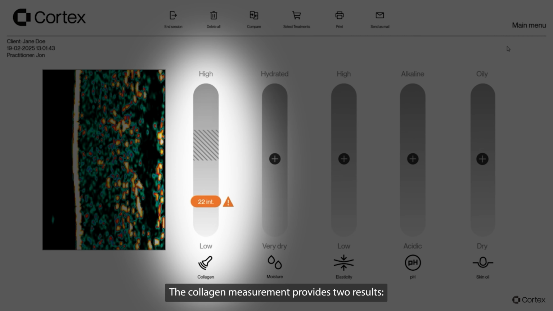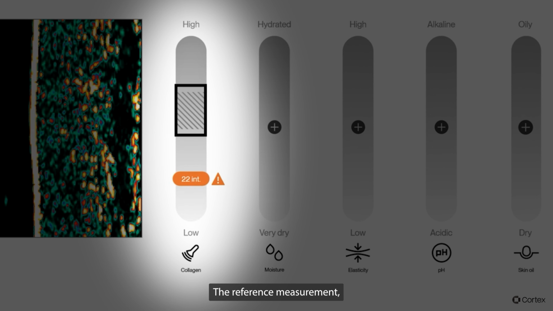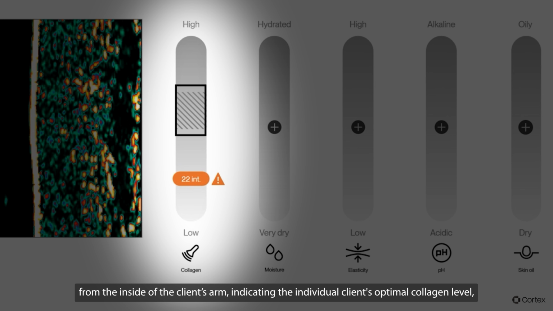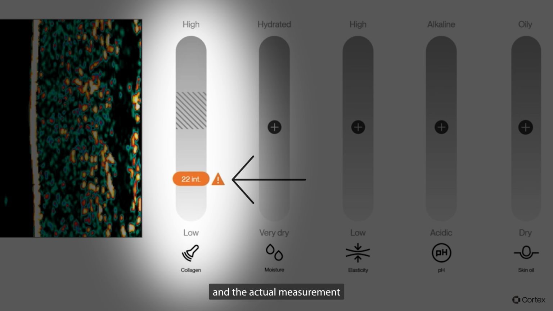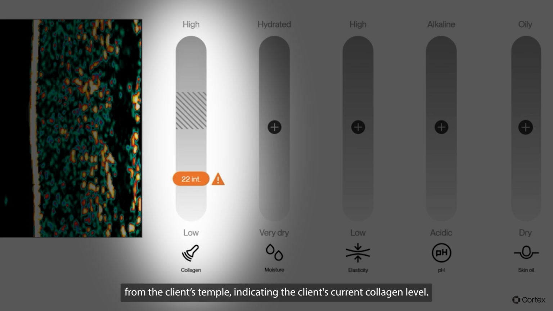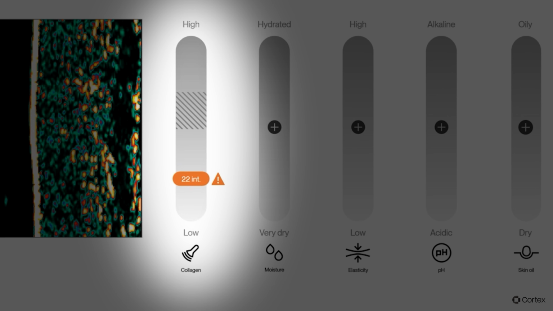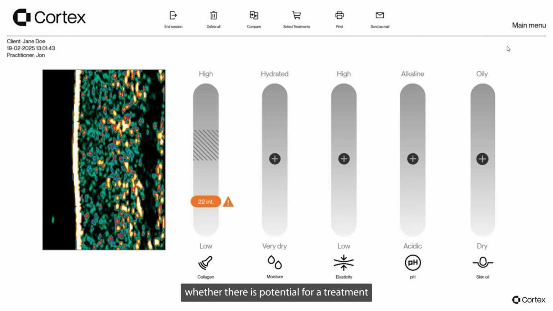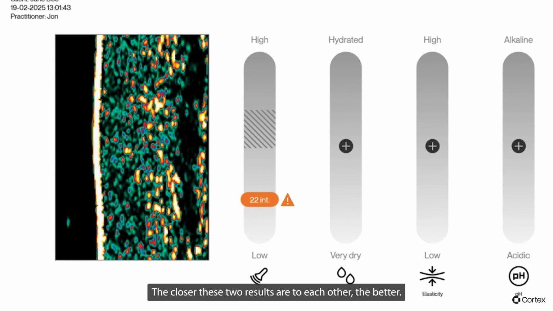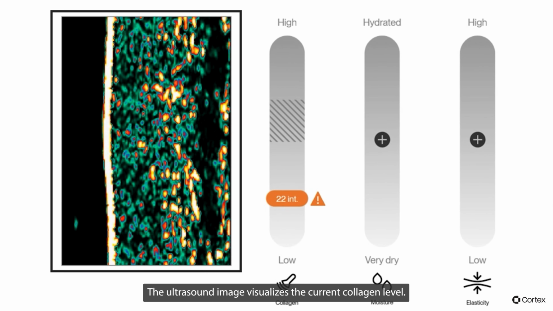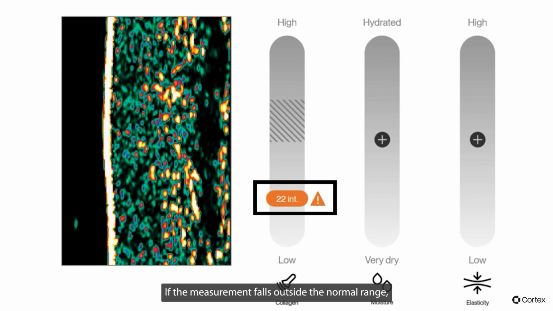The collagen measurement provides 2 results: the reference measurement from the inside of the client's arm indicating the individual client's optimal collagen level, and the actual measurement from the client's temple, indicating the client's current collagen level. This illustrates whether there is potential for a treatment to increase the client's collagen level. The closer these 2 results are to each other, the better. The ultrasound image visualizes the current collagen level. If the measurement falls outside the normal range, an orange triangle will appear.